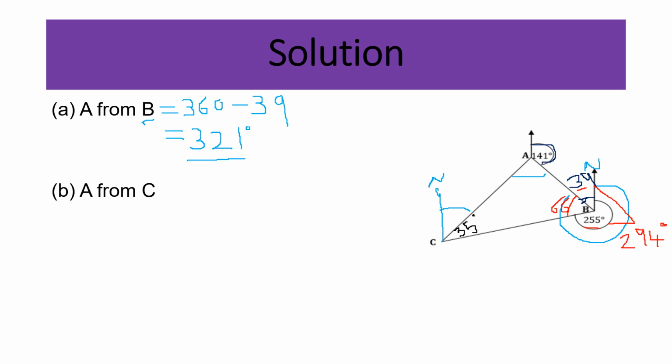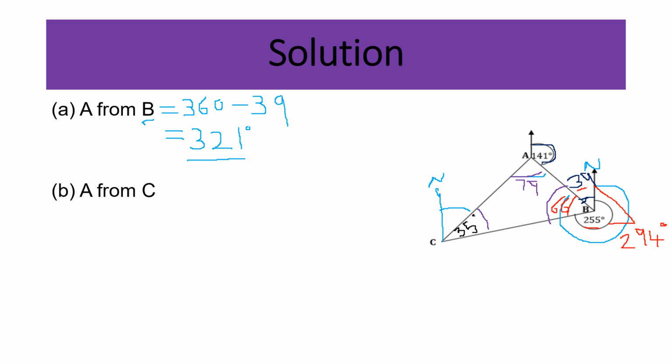Then again, 66 plus 35, then subtract from 180. Why are we subtracting from 180? Remember, the three angles in a triangle should add up to 180. So 66 plus 35, and if you subtract, you get 79. So here we have 79 as angle BAC.